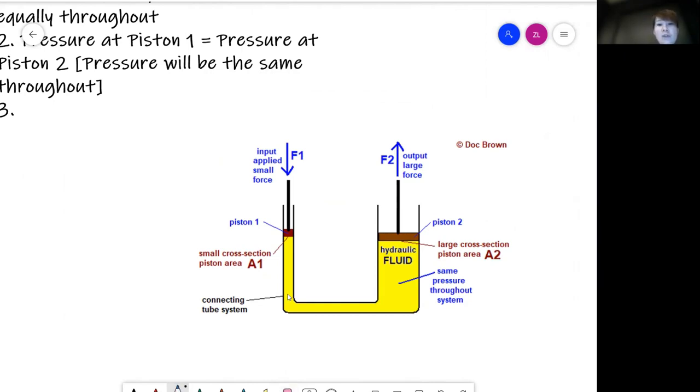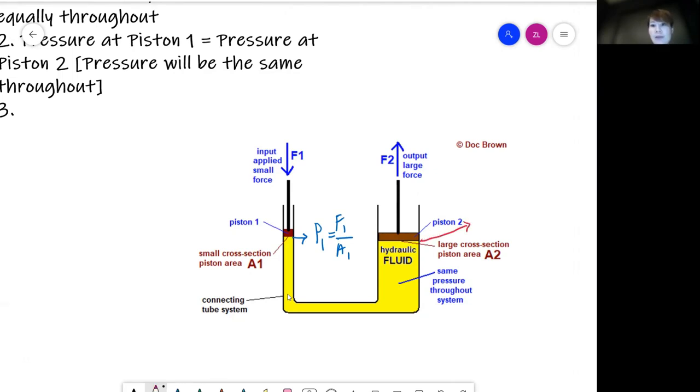Now take note, how does the pressure at piston 1 come about? If we recall the formula, pressure equals force over area. So the force 1 that is applied over the small cross-sectional area gives rise to a pressure. Now, because this pressure is applied in liquid, and we know that liquid molecules are packed closely together, the pressure will be transmitted equally. So the pressure at piston 2 will be the same as the pressure at piston 1.